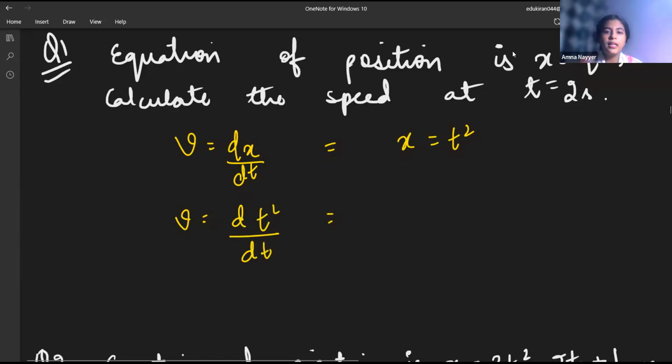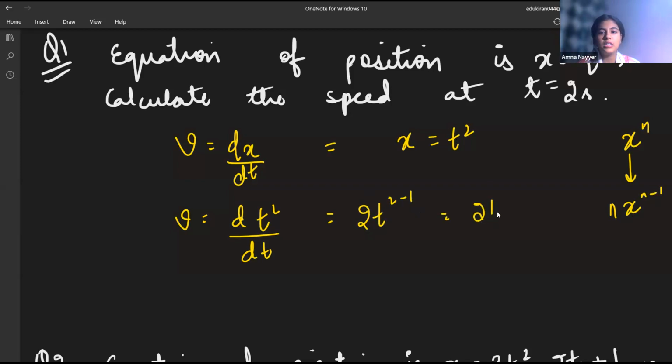Now, t square. Yes, Sarah, we learned it in the last class. Can you try? One formula was there, x to the power n. Yes, ma'am. 2t. 2t, perfect. Because this becomes n x to the power n minus 1. So 2 comes here, t to the power 2 minus 1, that is 2t. Now, the velocity equation is with us, that is 2t.